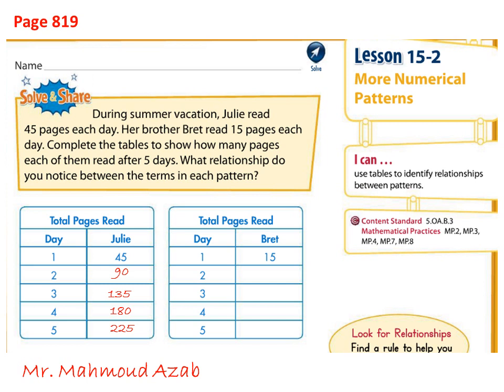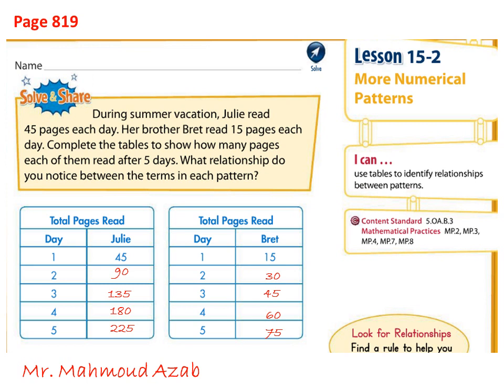Go now for Brett. The first day, he can read 15 pages. After 2 days, he can read 15 more. So 15 plus 15 is 30 pages. And the third day, he can read 30 and 15 pages. What's 30 plus 15? Yes, it's 45 pages. 45 and 15 more, it will be 60 pages. 60 plus 15, it will be 75 pages. This is the answer of the first question.